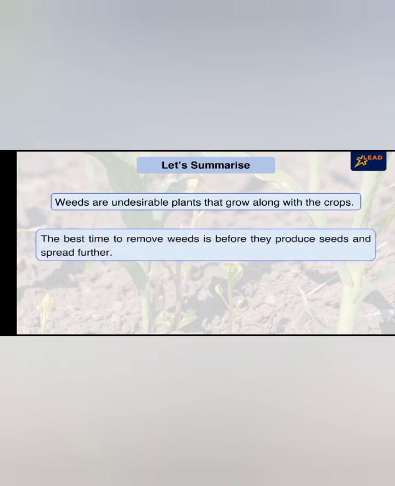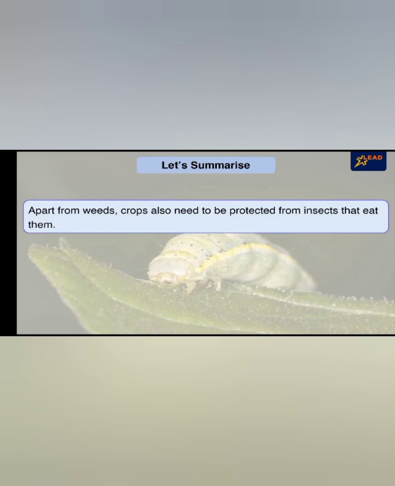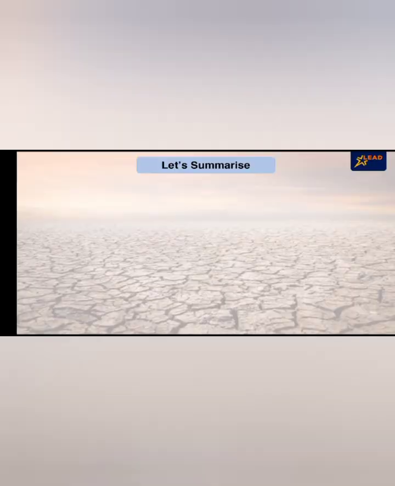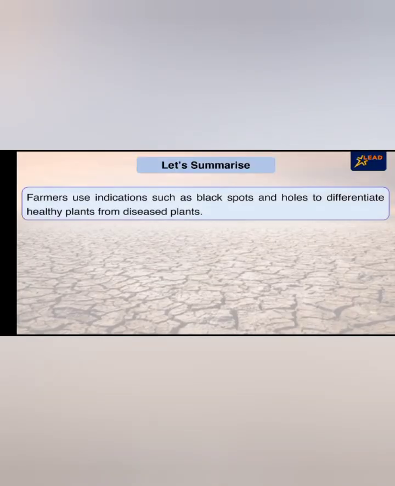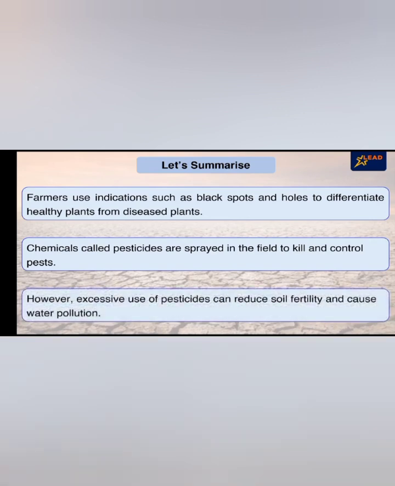The best time to remove weeds is before they produce seeds and spread further. Weeds can be removed by manual or chemical methods. Apart from weeds, crops also need to be protected from insects that eat them. Animals such as rats, birds, and small insects that feed on plants and kill them are called pests. Farmers use indications such as black spots and holes to differentiate healthy plants from diseased plants. Chemicals called pesticides are sprayed in the field to kill and control pests. Excessive use of pesticides can reduce soil fertility and cause water pollution.